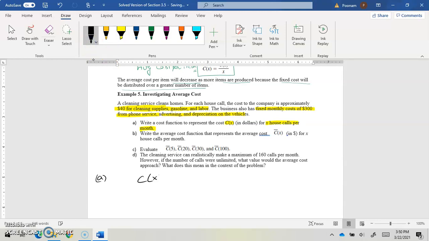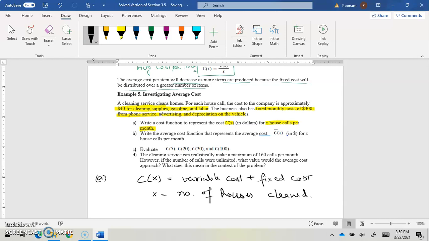Now the cost function is equal to variable cost plus fixed cost, where X is the number of houses cleaned. Now they are saying the cost to the company is approximately $40 for cleaning supplies, gasoline, and labor. The business also has a fixed monthly cost of $300.